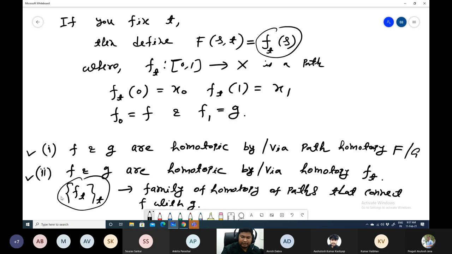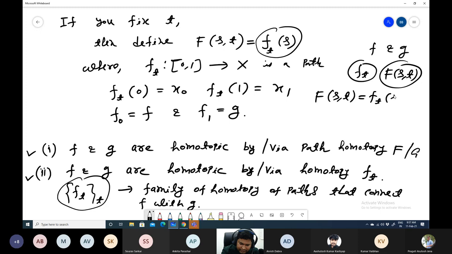Why? So to define a path homotopy between f and g, right, it is sufficient to find either ft or f of s comma t, right, because both are actually equivalent. Why both are equivalent? Because f of s comma t equal to fts, right? So if you can find that ft, then also it is fine, or you can find this one as well.